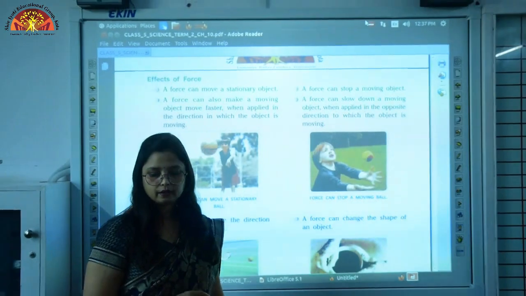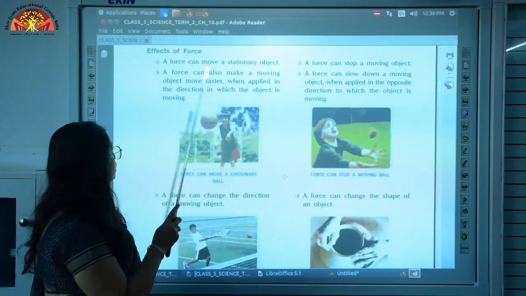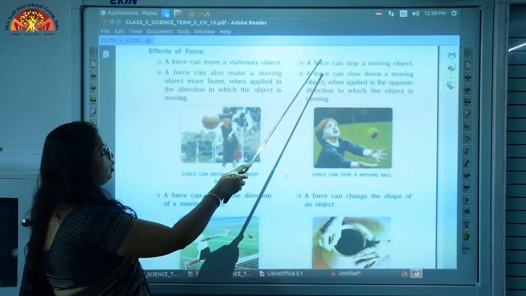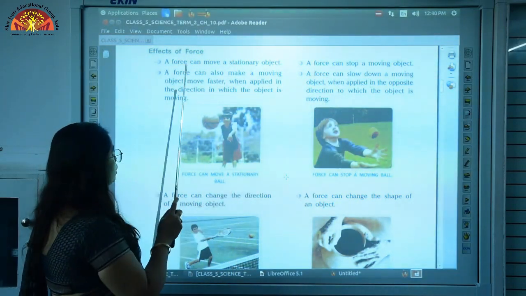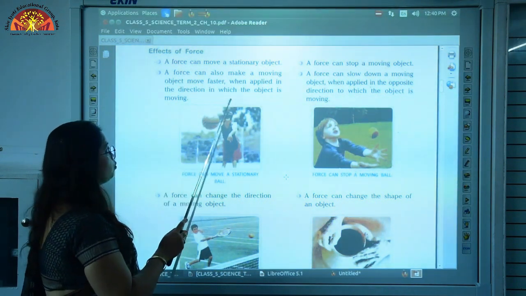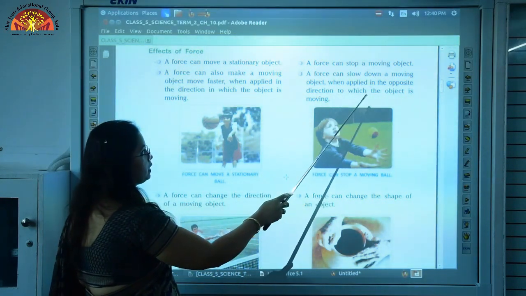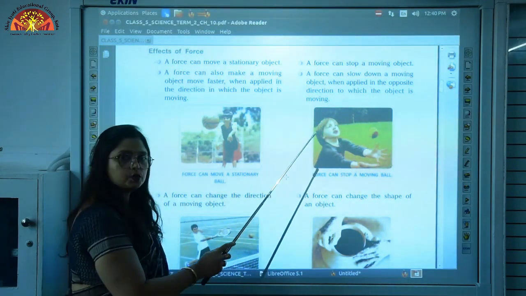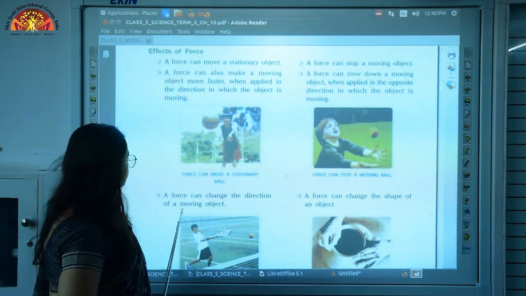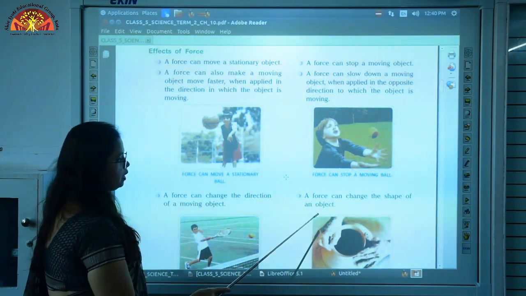So children, these are the different effects of force. You can see in your book also. Effects of force are: force can move a stationary object. Right now I have shown you that force can stop a moving object. Force can also make a moving object move faster when applied in the direction in which the object is moving. A force can slow down a moving object when applied in the opposite direction to which the object is moving. All this I have shown you just now through the demonstration. A force can change the direction of a moving object. A force can change the shape of an object.